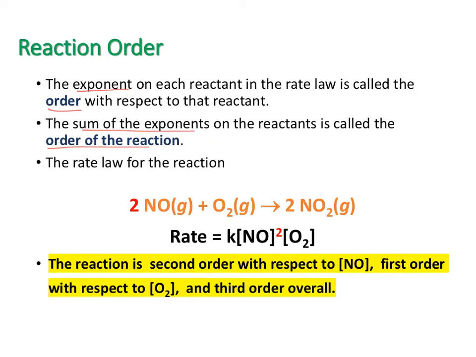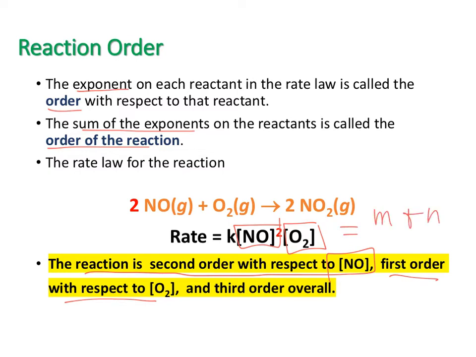And here, to show you an example, we have the reaction is second order with respect to NO. So NO is second order. First order is with respect to O2. So O2 is first order. Overall, that M plus N, which is 2 plus 1, for example, is 3. So overall, the reaction is third order.